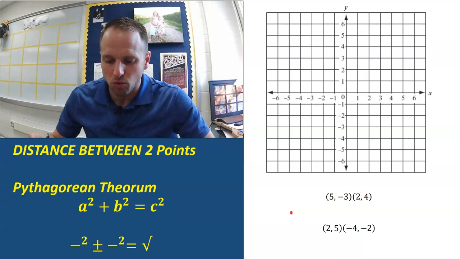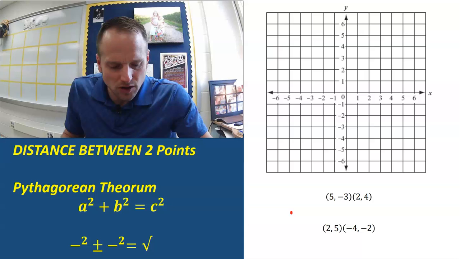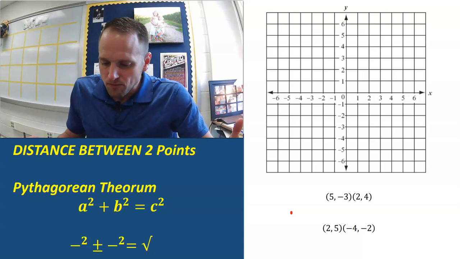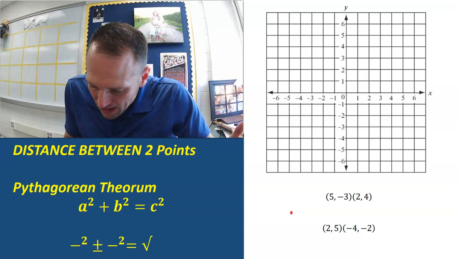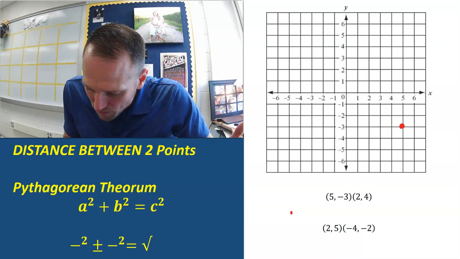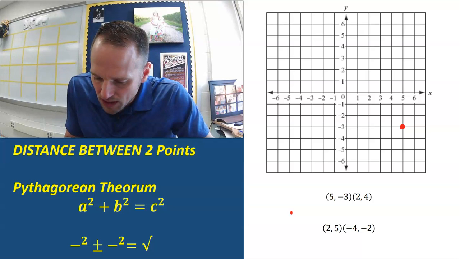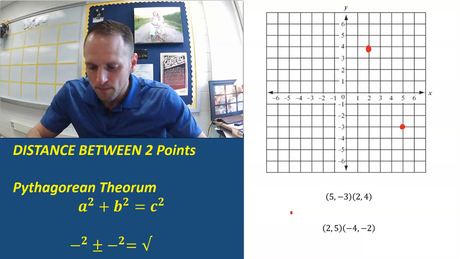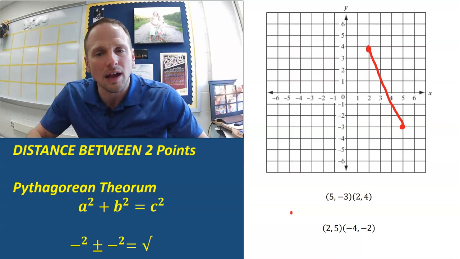But now what happens if we don't have a graph? What if we just have 2 points like this? 5, -3, and 2, 4, and I want to know the distance between those 2 points. Well, no worries here. All we're going to have to do is graph them. Let's graph this. 5, -3, so over 5 and down 3, and then 2, 4, over 2 and up 4. Let's draw this line right here. I want to know how long that line is.